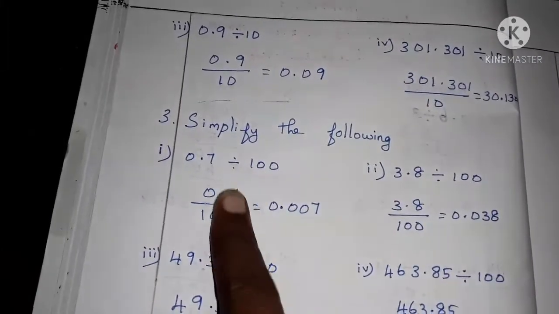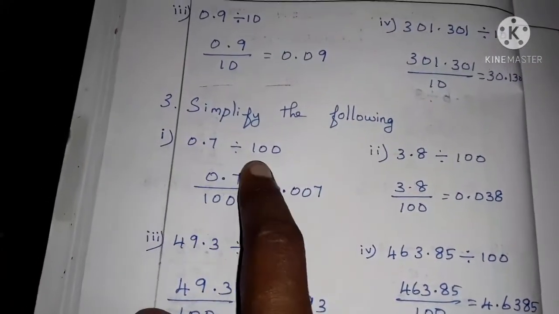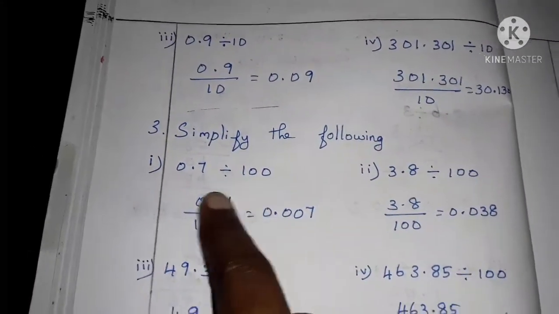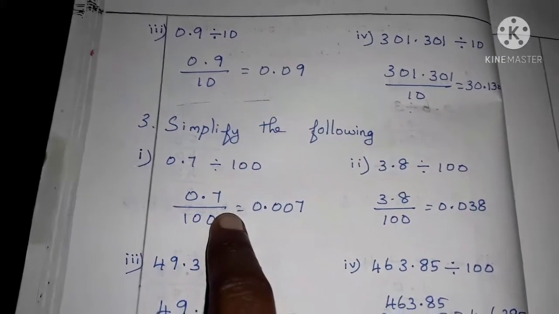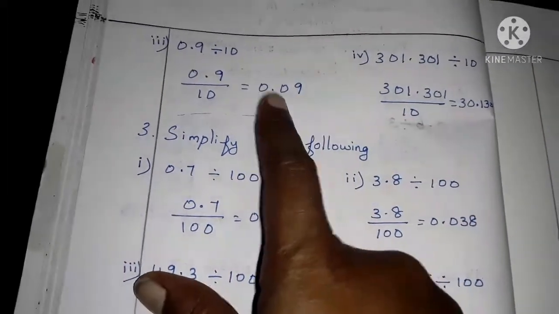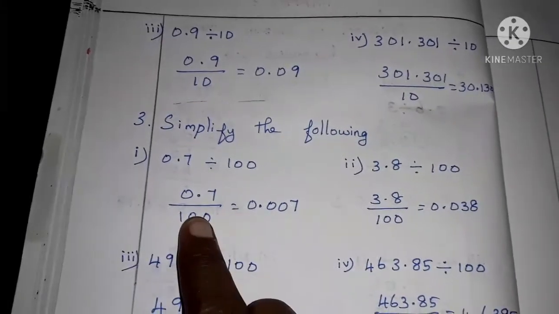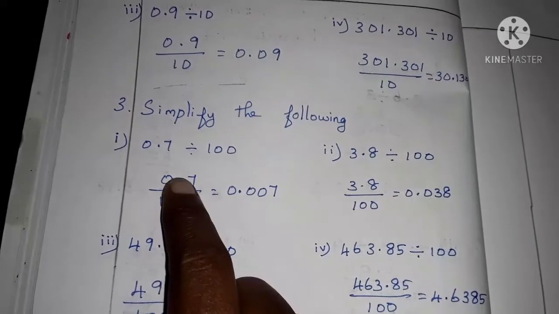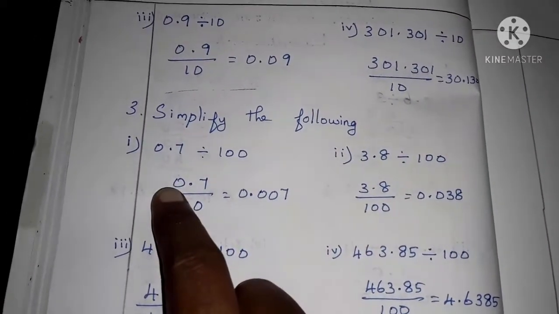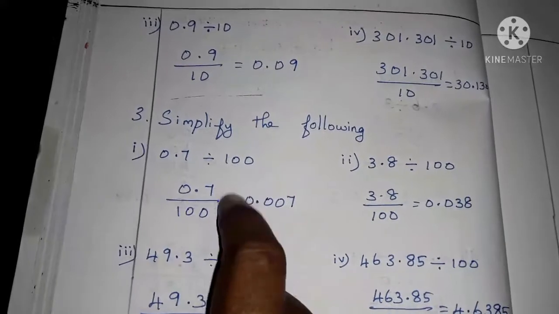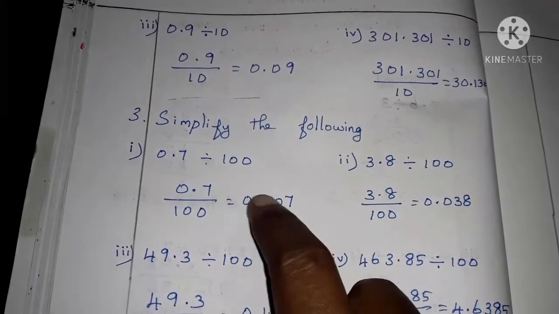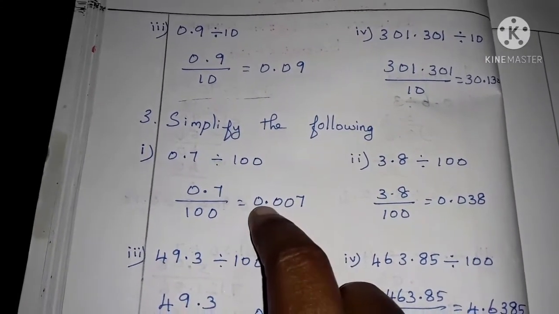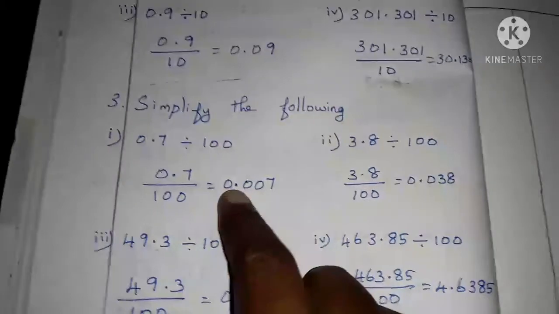Next, simplify, divide by 100, 0.7. Now we saw 10, now we see 100. So 0.7 divided by 100. If 10 means the decimal point moves one digit, the same 100 means it moves two digits. So 0.7. Here we do not have two digits, so we have to add zeros. So we add 0, and the point will move 2 digits before 7: 0.007.